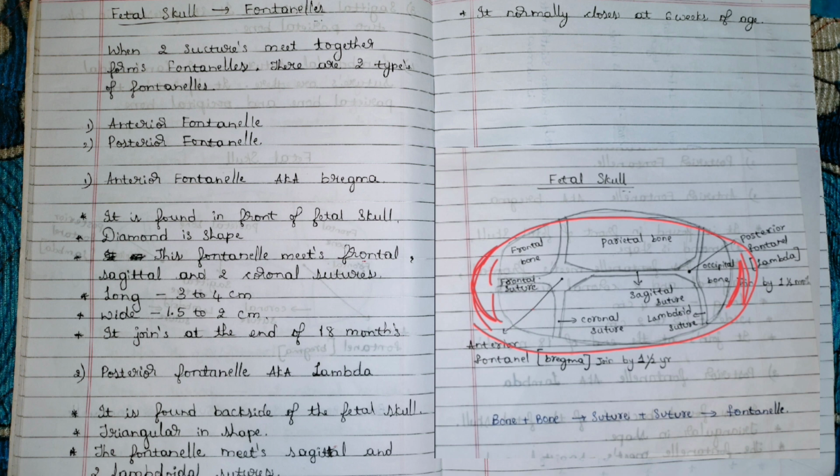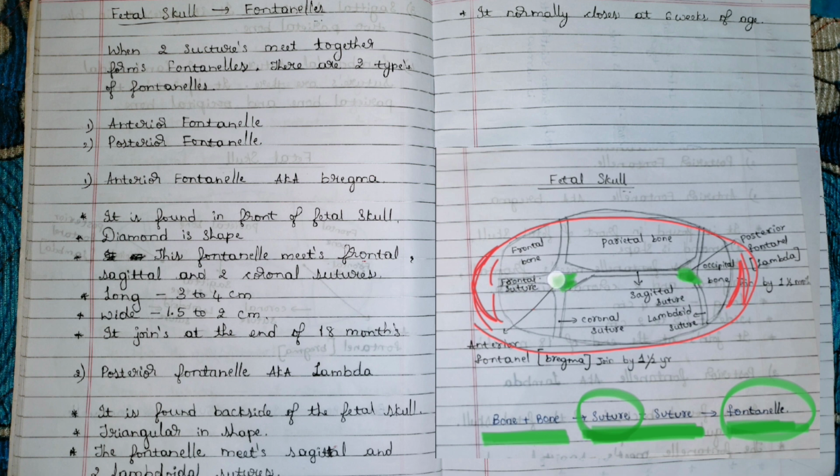And next we have 2 fontanelles. These 2 are known as fontanelles. First of all, what is a fontanelle? When 2 sutures join together, they form a fontanelle. Do remember, when 2 bones join together they form a suture, and when 2 sutures join together they form a fontanelle. So there are 2 fontanelles present in the fetal skull.